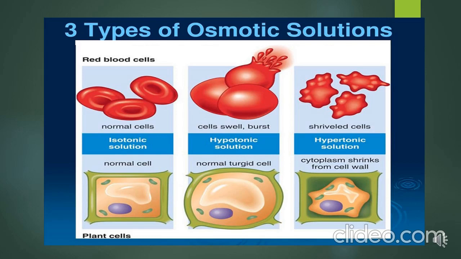See here in plant cells, all the conditions are same, but the cells will not burst in case of hypotonic solution due to the presence of the cell wall, because plant cells have cell wall around them, but in animals there is no cell wall. So that cell wall protects the cell from bursting. Then in hypertonic solution, the cytoplasm will shrink from the cell wall.